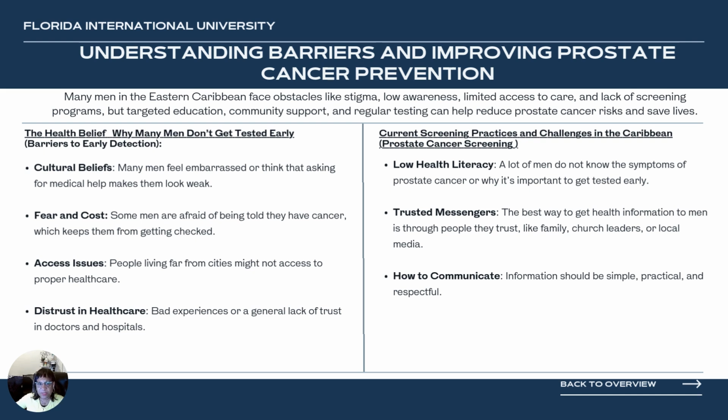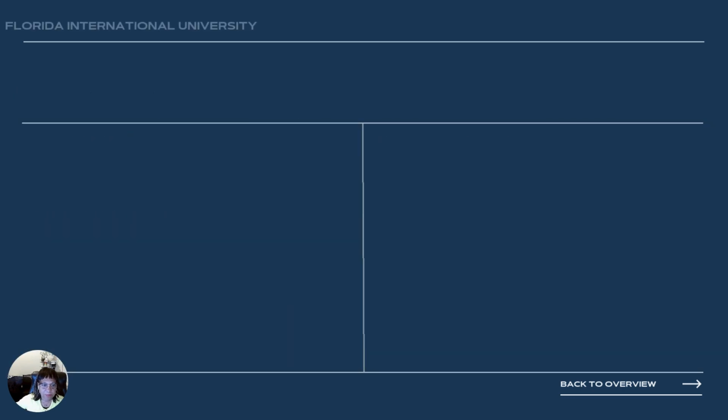Then we have the current screening practices and challenges in the Caribbean, which are low health literacy. A lot of men don't know the symptoms of prostate cancer or why it's even important to get tested early. Then they have the trusted messengers. So the best way to get health information to the men is through people they trust, like their family, the church leaders, or even the local media, right? And then how to communicate. Information should be simple, it should be practical, and most of all, respectful.